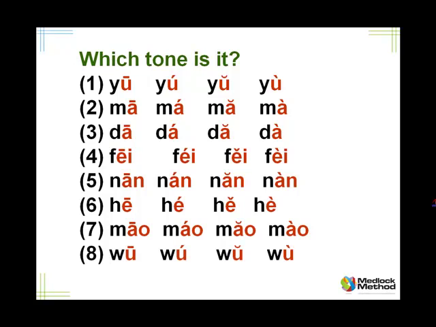Okay, number eight. Wu. Number five. Wu. A Chinese name, actually, a family name. Wu. Wu. A mistake. Wu. Dirty spot or dirty. Good. Okay, and next ones.